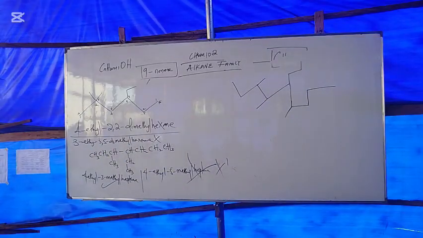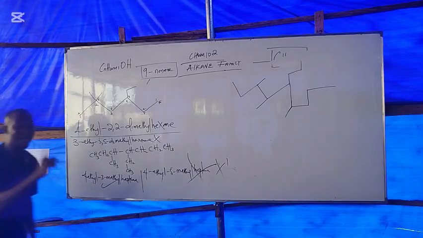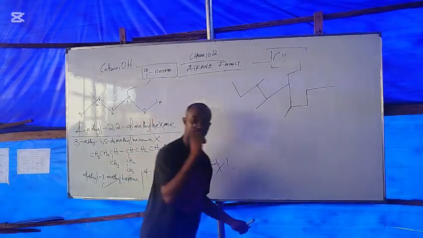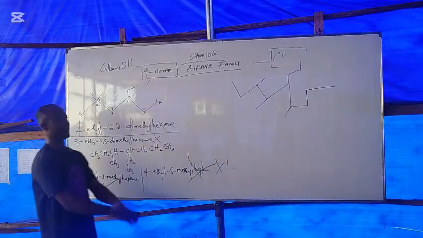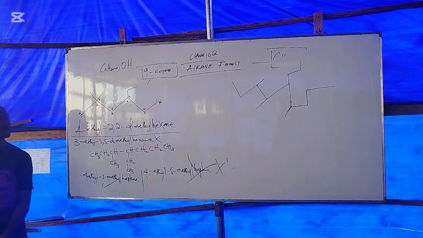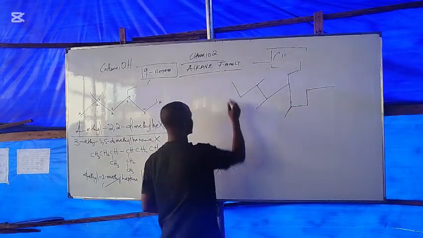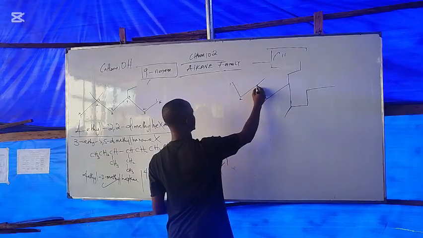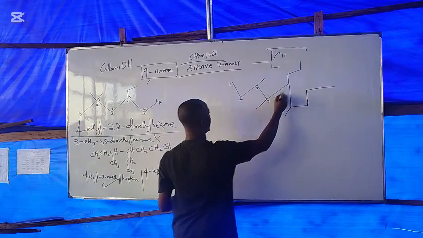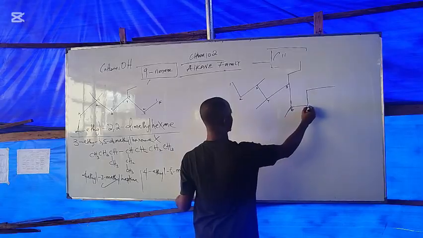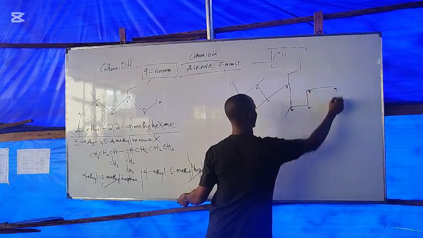Name this compound for me. What will you do first? Identify the longest continuous chain. Name this. 9. From where to where? Is it this way to here? Oh, awesome. 1, 2, 3, 4, 5, 6, 7, 8, 9.